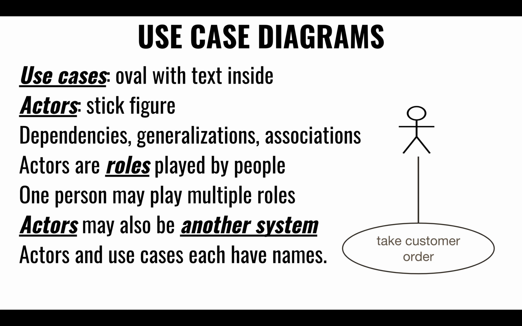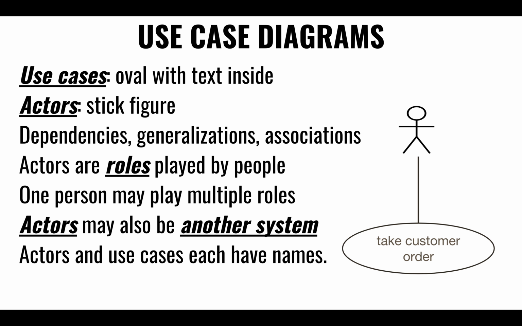We would represent a particular use case as just an oval with some verb phrase that might read as the name of the actor and then taking some action over some object. In this case, this might be the cashier taking the customer order. So it's a verb phrase: who's doing the action? What is the action? And to whom or to what is the action being applied?